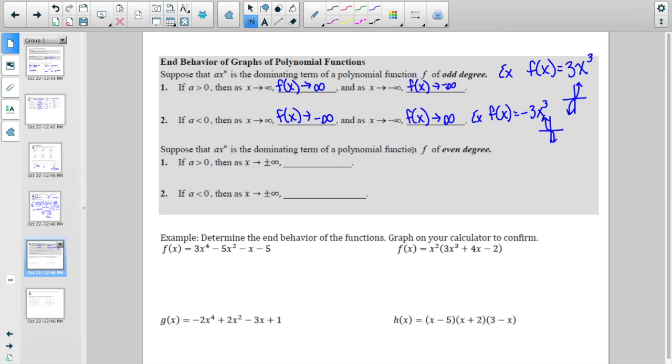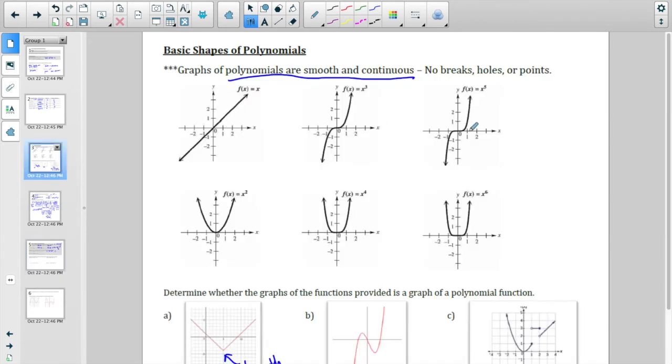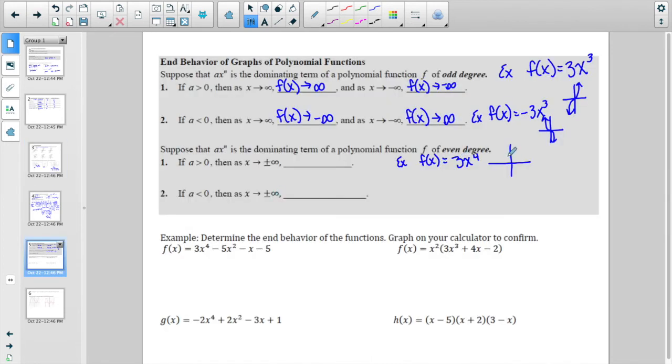Suppose that we have an even degree. So same situation, but now it's an even degree. So for example, let's suppose we had f of x equals 3x to the fourth. And if you were to look at that graph, it's going to look like a parabola. As a matter of fact, I think we have one of these right here. Here's x to the fourth. So it's going to look kind of like a parabola. 3x to the fourth is just going to be vertically stretched. So you have something like this.